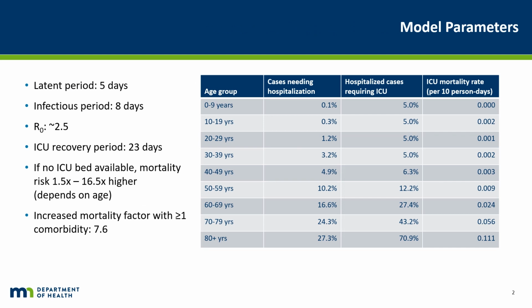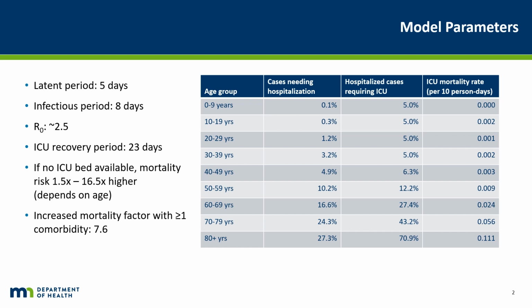Our model assumes an average latency period of 5 days and an average infectious period of 8 days. Model parameters are generally set so that we have an R0 of about 2.5, though this calculation is somewhat complicated by the age stratification that we have in our model. We include stratification by age to account for the differing levels of severity by different age groups.